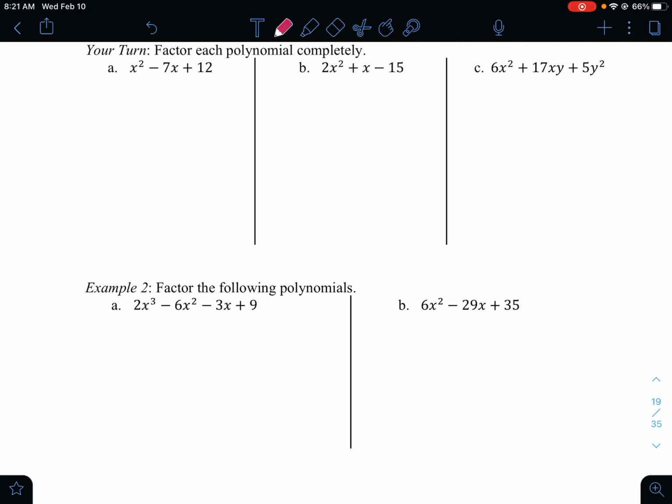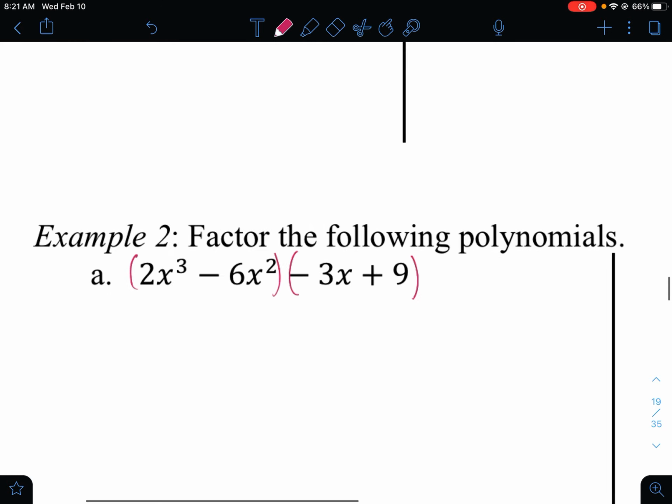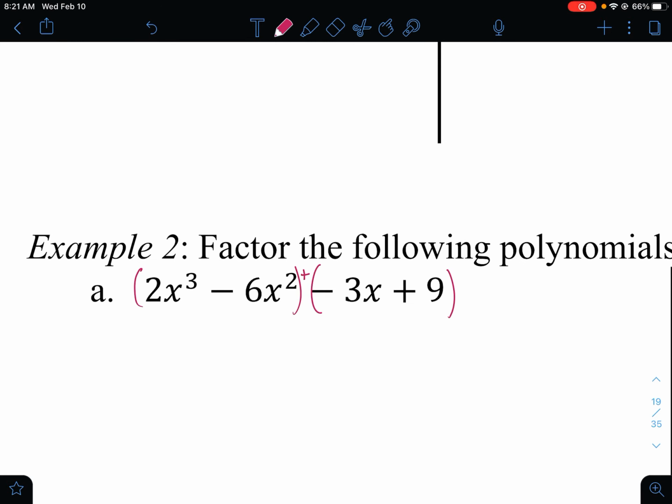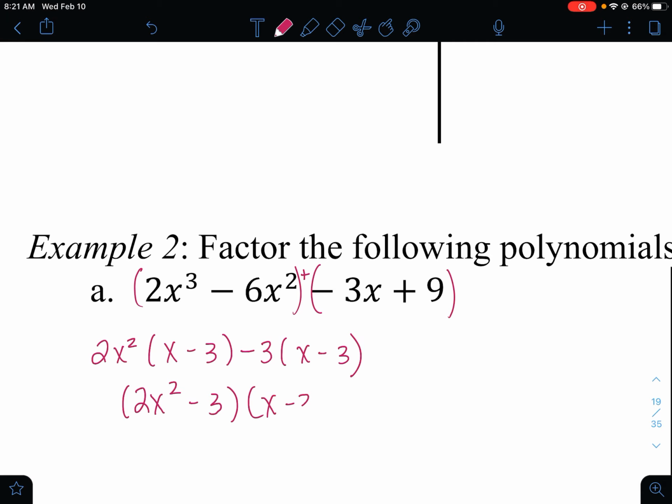Looking at it, it has a cube there. So I have 4 terms, and anytime I see 4 terms, the first thing I think of is factoring by grouping. I look at all the terms, there's no common factor, so I group my first 2 together, group my second 2 together, and put the plus sign in the middle. So first 2 terms, I can factor out a 2x squared. So I'm left with x minus 3. Second 2, I have to factor out the negative, and I can pull out a negative 3. So I'm left with x minus 3 again. I have 2x squared minus 3 times x minus 3.